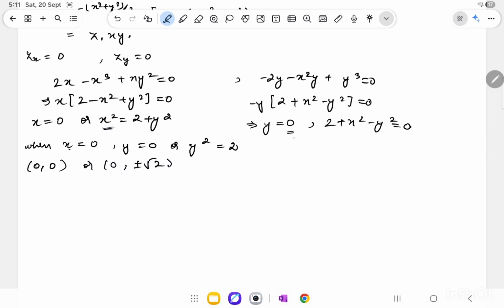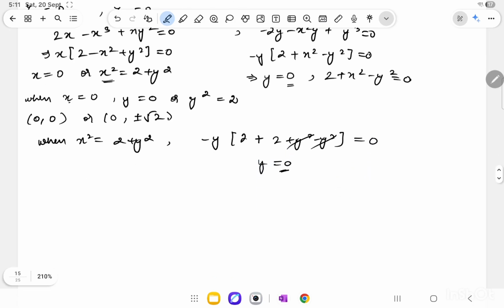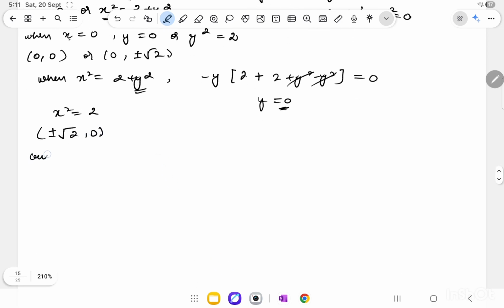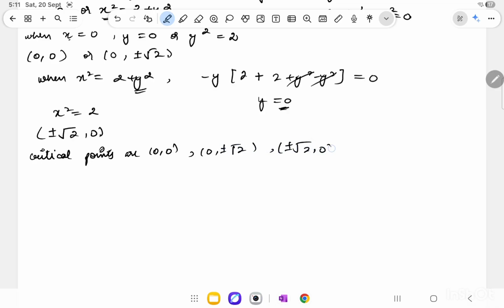Likewise, when I put x square equals 2 plus y square here, I'll get minus y into 2 plus y square minus y square. So this basically gives us only y equals 0. So if I put y equals 0 here, I'll get x square equals 2. So other critical points are plus minus root 2, 0. So here we got 5 critical points. So critical points are 0, 0, 0, plus minus root 2 and plus minus root 2, 0.